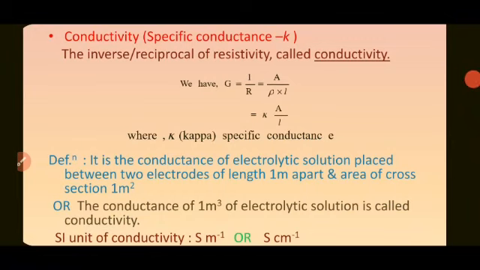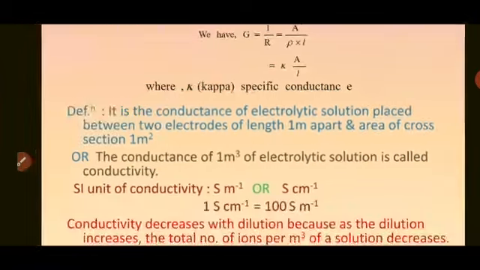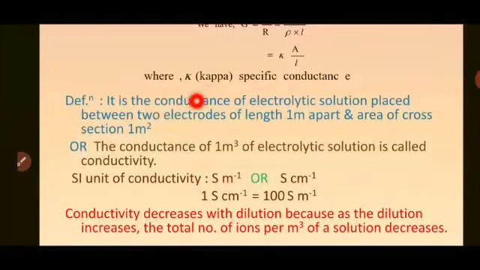So what is the definition then? It is the conductance of electrolytic solution, that is the capacity for the flow of electric current, placed between two electrodes 1 meter apart. How much should be the distance between the two electrodes? 1 meter, and the area of cross section is 1 square meter.